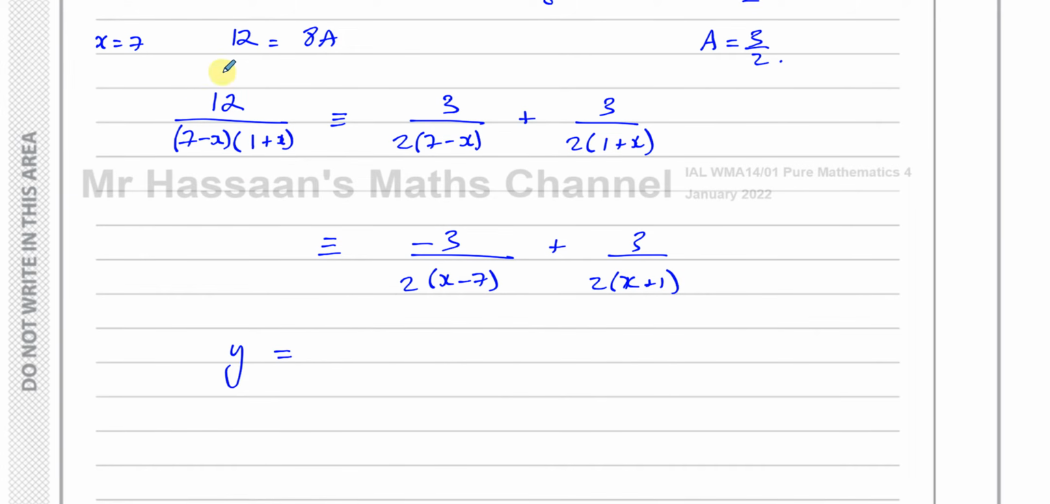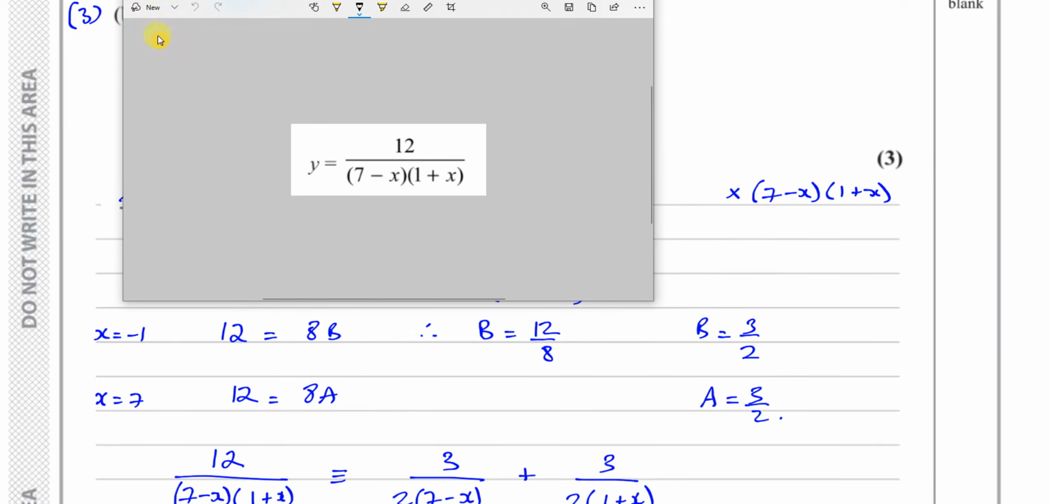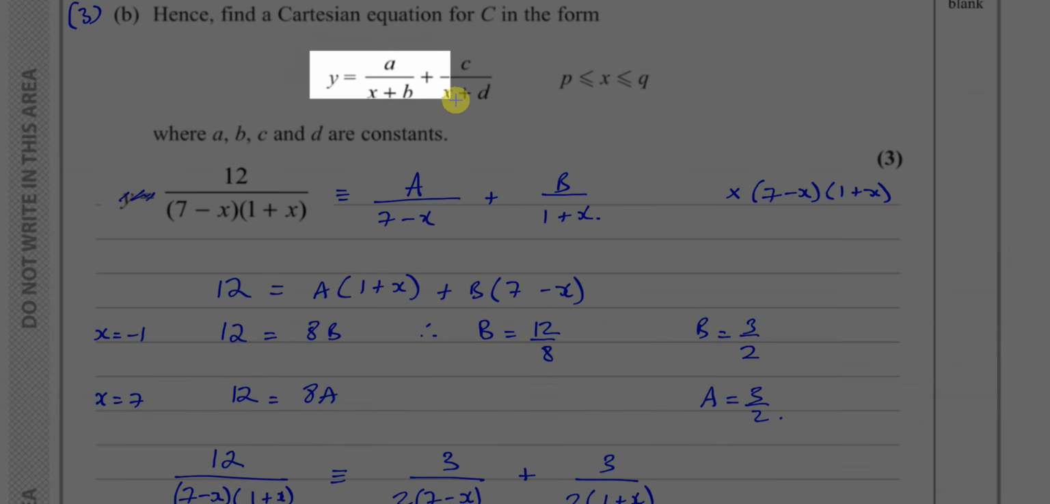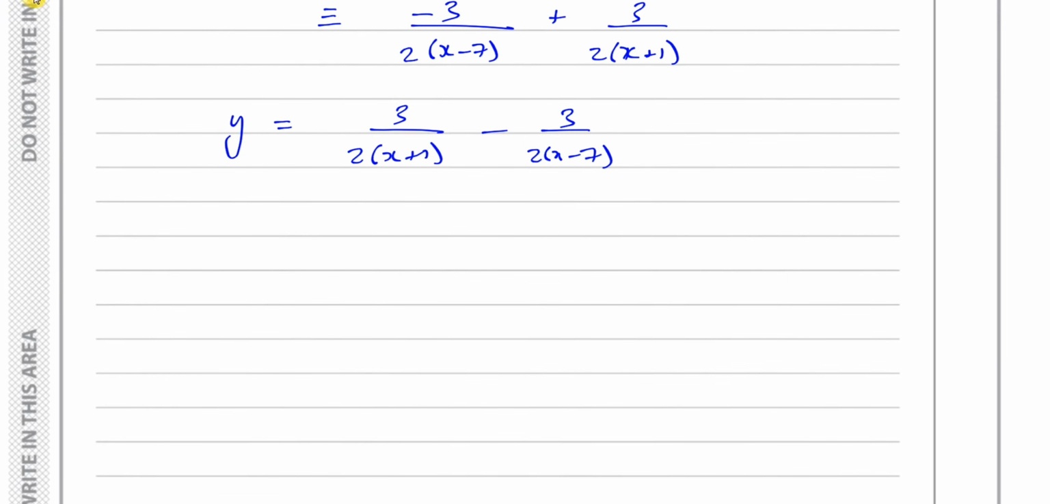So this was what our y was. y is equal to 3 over 2 times x plus 1 minus 3 over 2 times x minus 7. Now, this question I think is a bit on the unfair side, in terms of the way they have asked us to express the answer and the way that the actual answer comes out.